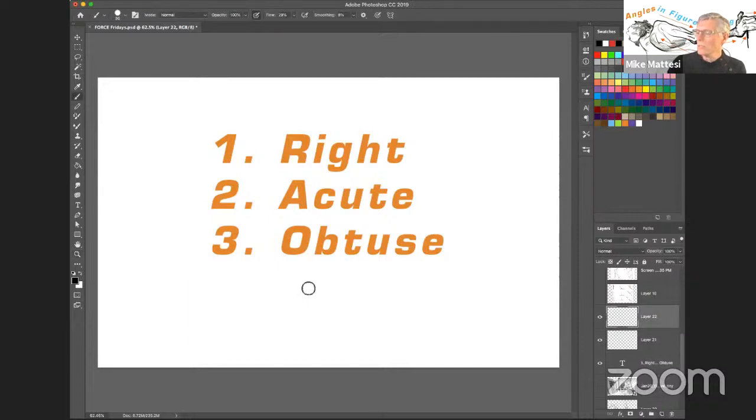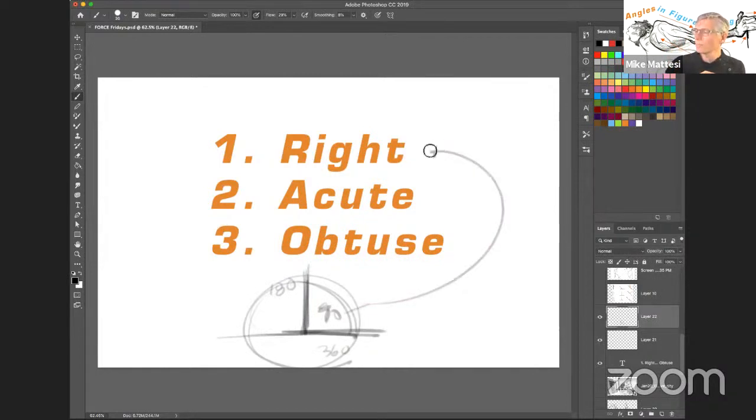A right angle is basically an angle that has 90 degrees. So the vertical to the horizontal, 90 degrees. This is 180 degrees, which is half a circle. A full circle is 360. So you've got 360, you've got 180, and you've got 90. So 90 degrees is called a right angle.